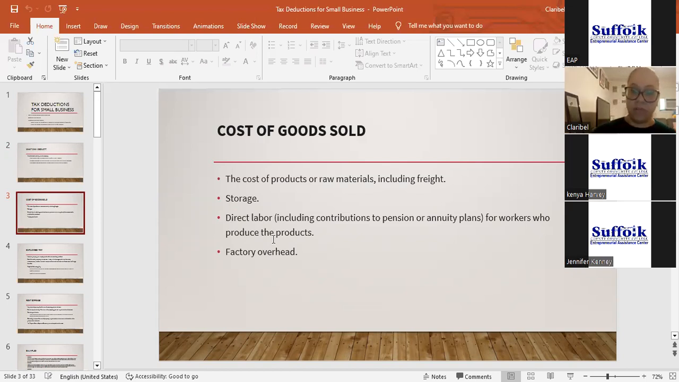The cost of goods sold includes your raw materials, and it includes the freight to get the material shipped, your storage, any direct labor that is associated with making this product or getting it to your store, and any overhead that's directly related to the product. So that is what cost of goods sold is. That's all that is deductible on your taxes.